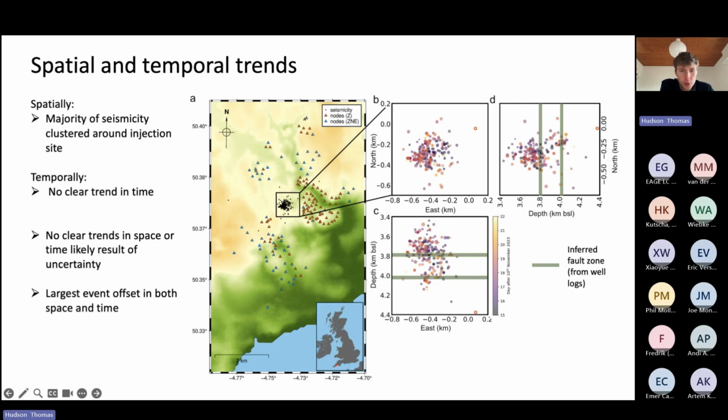And I guess in a future deployment, we would really try and do a better job of communicating with the landowners in order to try and get the relevant permissions. But it just highlights one of the challenges involved with working in quite densely populated areas.